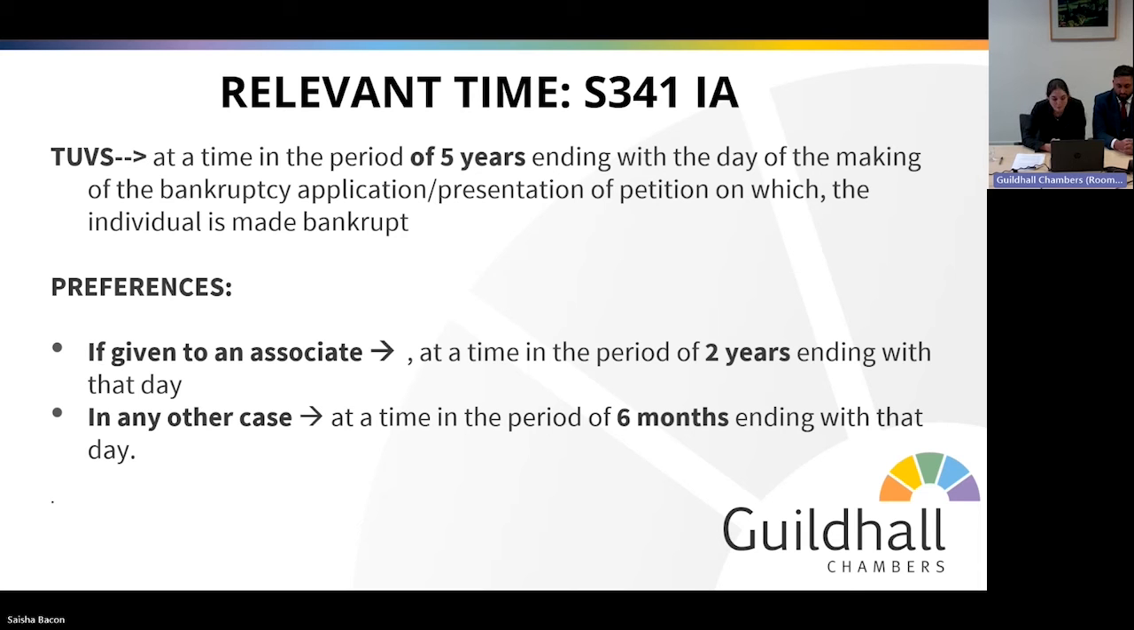So bankrupts or debtors should consider that when they are entering into any transactions with the potential threat of going insolvent. For preferences, again, the court will look at who is receiving that preference, who that other party is. If it is an associate of the bankrupt, then that period is 2 years, ending with the day of the bankruptcy application or presentation of the petition. Or in any other case, so essentially if they're not an associate, then at a time in the period of 6 months, ending with that day.